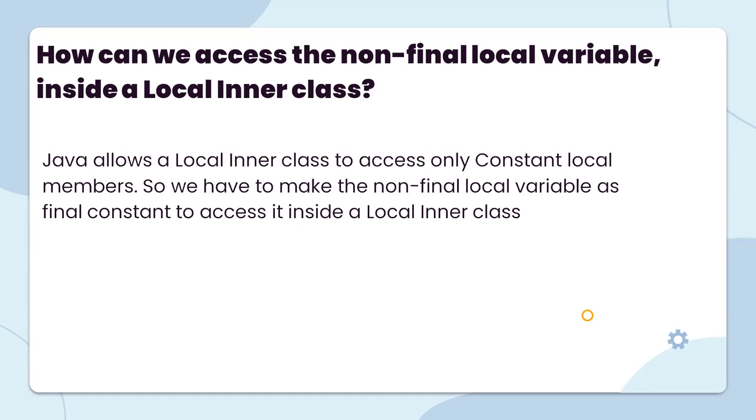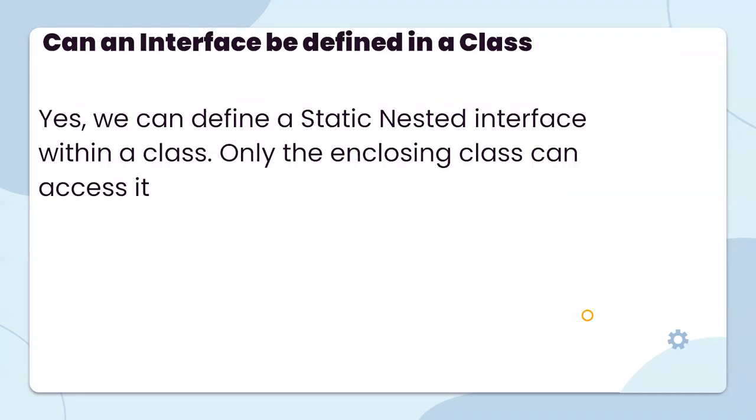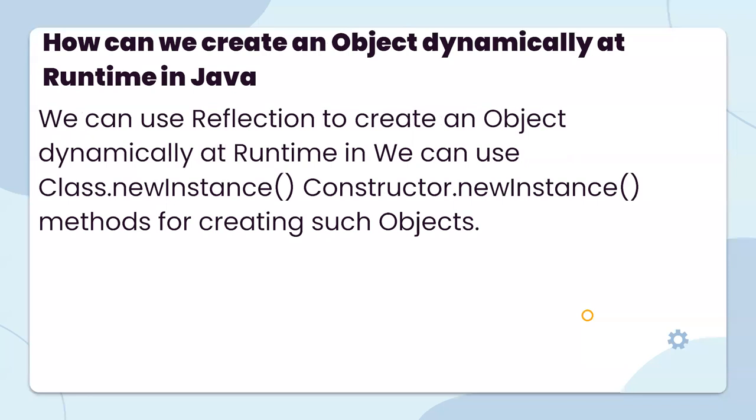How can we access a non-final local variable inside a local inner class? Java allows a local inner class to access only constant local members. So we have to make the non-final local variable final, a constant, to access it inside a local inner class. Can an interface be defined in a class? Yes, we can define a static nested interface within a class. Only the enclosing class can access it.